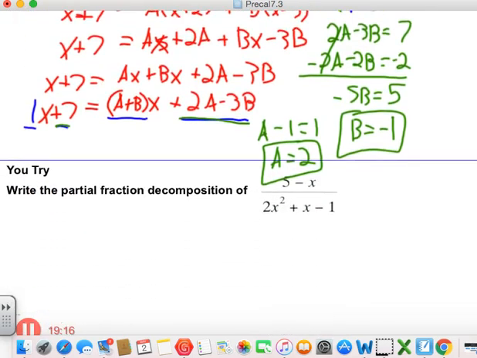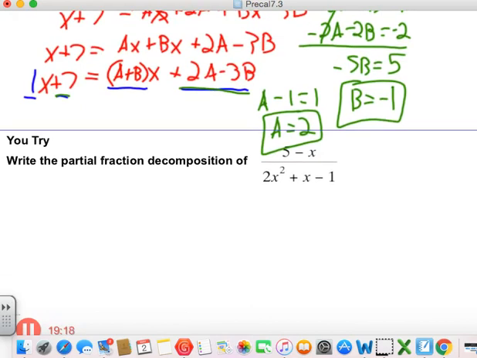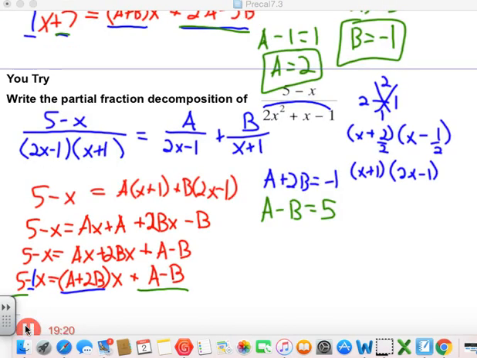All right, you guys try the one down here, and then we'll go over it. All right, so right here, the numerator's degree is 1 and the denominator's degree is 2, so we can go ahead and do partial fractions. We're going to factor the denominator, and you slide and divide. I did that over here on the right, and you get your factors x plus 1 and 2x minus 1. So I put those underneath the partial fractions, a over 2x minus 1 and b over x plus 1. It doesn't matter which one goes under a and which one goes under b, as long as you do the rest of your math right, you should get the same answer.